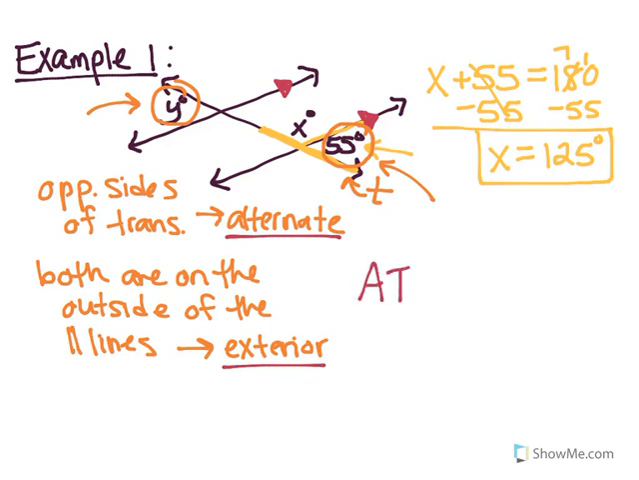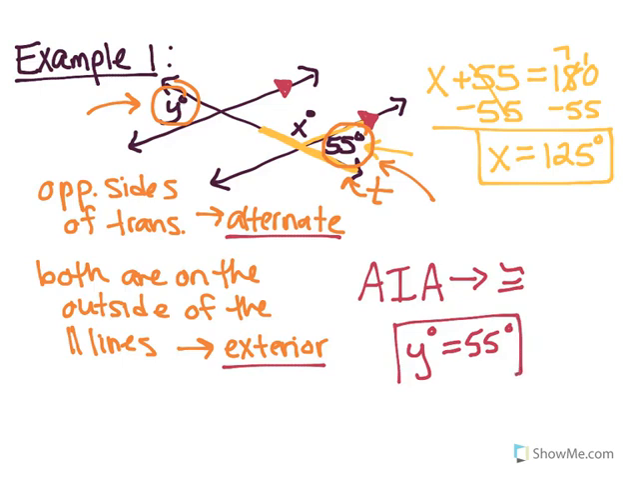And we have to remember what their special property was, and that is that they're congruent. So I know already that the measure of Y is going to be 55 degrees. And that's how we solve that. Let's take a look at one more.